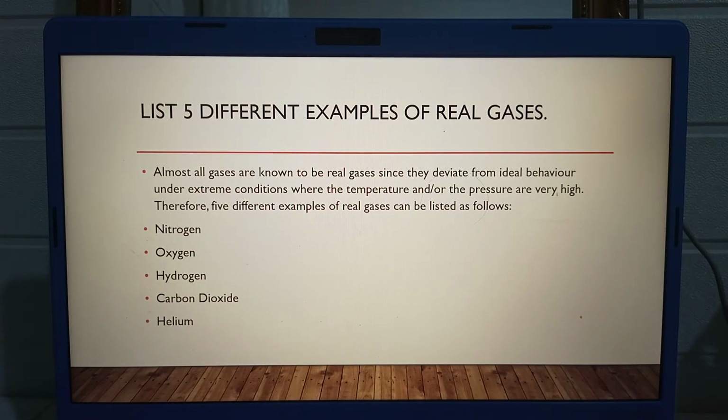Five different examples of real gases. Almost all gases are known to be real gases since they deviate from ideal behavior under extreme conditions where the temperature and/or the pressure are very high. Therefore, five different examples of real gases can be listed as follows. First, nitrogen. Second, oxygen. Third, hydrogen. Fourth, carbon dioxide. And the last is helium.